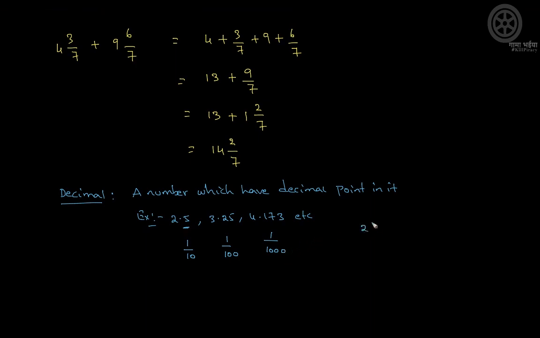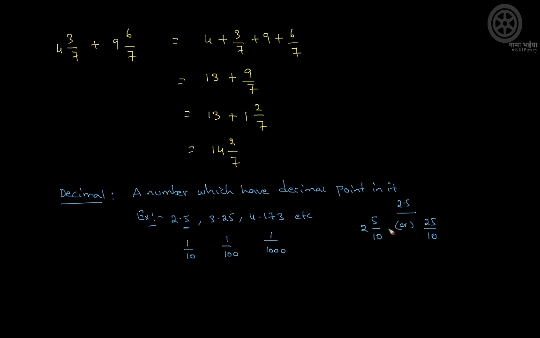So how can I write this? 2 5 by 10, right? You can transform it into the mixed fraction also, or you can transform it into improper fraction also. 2.5 can be written as 2 5 by 10 or 25 by 10. See, when you multiply 10 to the 2, 20 plus 5, 25 by 10, right? You can write a decimal number in the mixed fraction or improper fraction. Right? Clear?